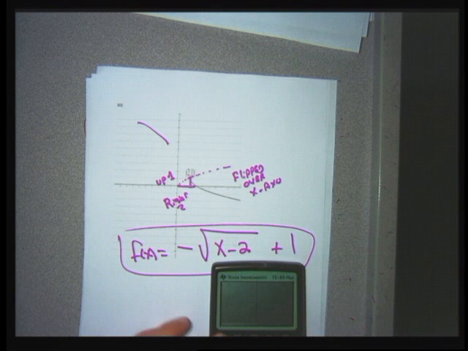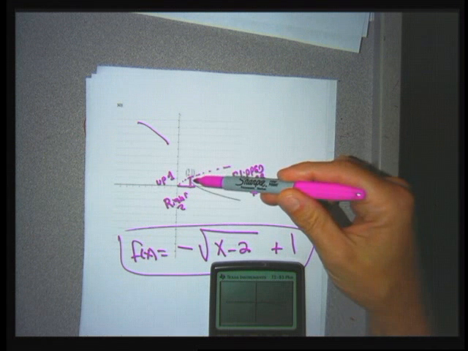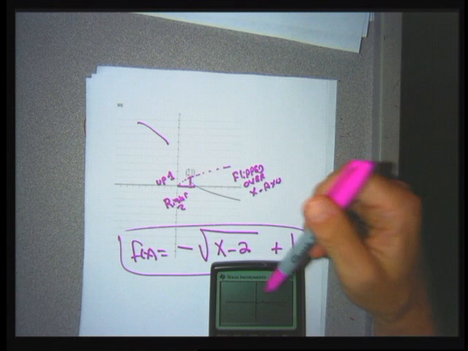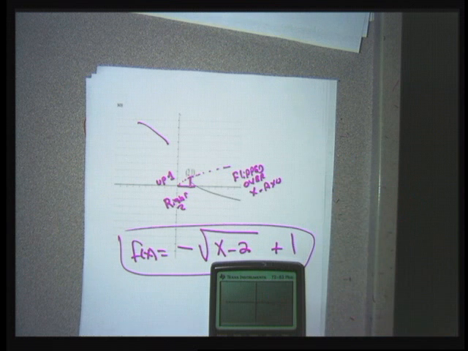If I took y equals and did negative square root of x minus 2 plus 1, hit my graph button, and that is that graph, just with a slightly different window. If I crunched my window a little bit, you might see it better. If I change my y's to go to the 5s, you might see it better. Otherwise, you can't see the 2 and 1 so well.